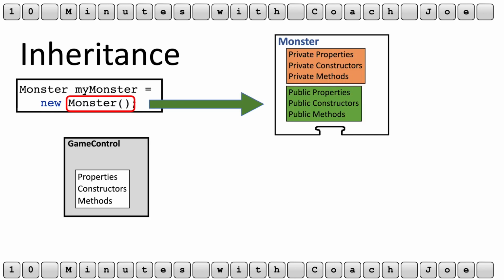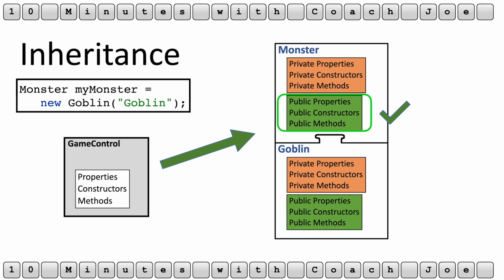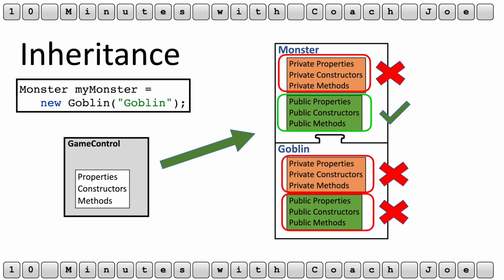Game control instantiates monster with myMonster equals new monster. This is just encapsulation. To use inheritance, instantiate monster with myMonster equals new goblin. Now the variable name myMonster instantiated the monster class with the goblin class as the child. myMonster can only access public properties and methods of the monster parent class. myMonster cannot access any properties or methods of the goblin child class.